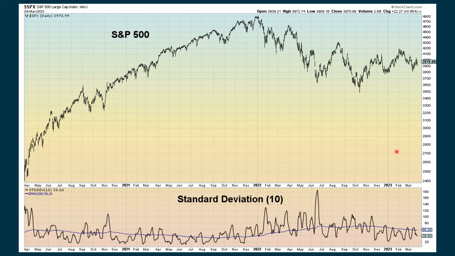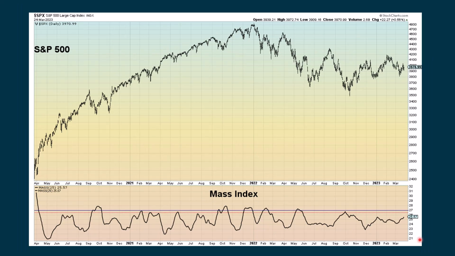Some intermediate-term charts. Here's where we have standard deviation. Is price getting away from its standard or average price? Right now, we're below this moving average with standard deviation chopping sideways with the market. The mass index is not generating a signal right now.